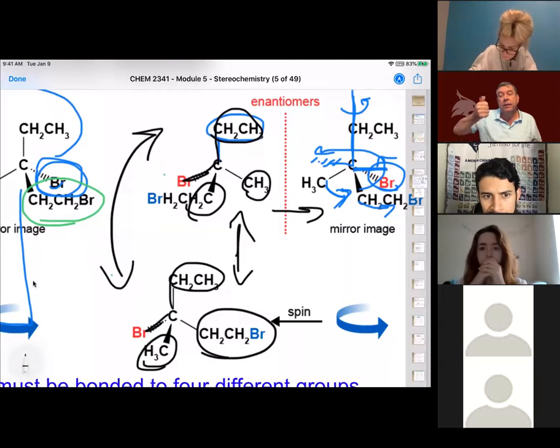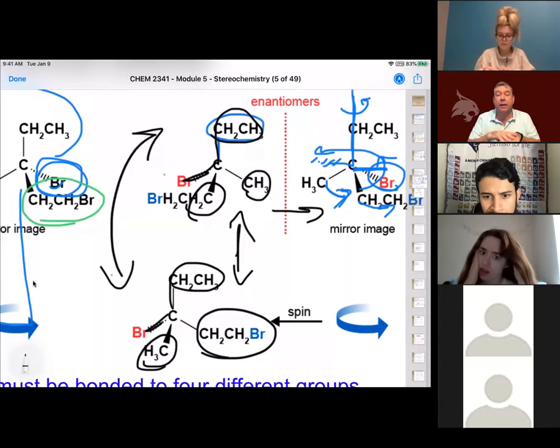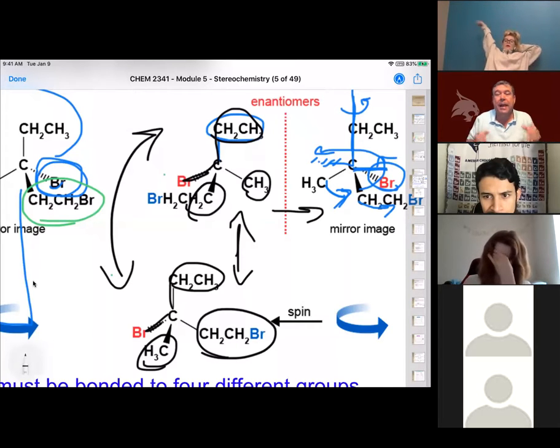So chiral things have 4 different groups on them. They come in pairs. Those pairs are mirror images of each other that cannot be rotated and superimposed on each other in any way. And what chiral actually means is handed.